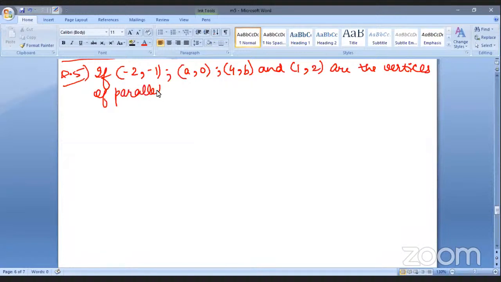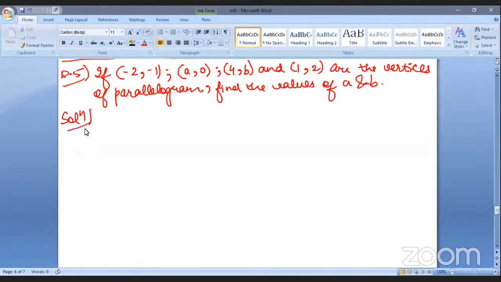A parallelogram. Find the values of A and B. Now, yesterday, the last question that we did was of parallelogram only.